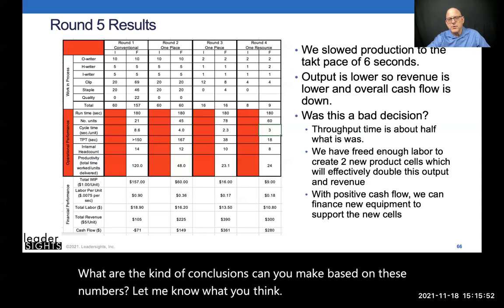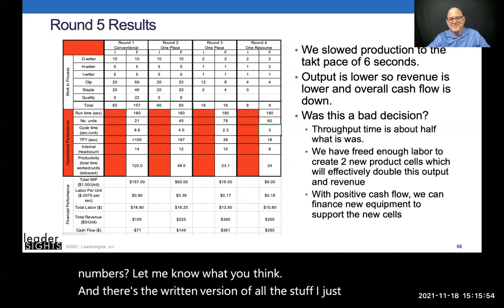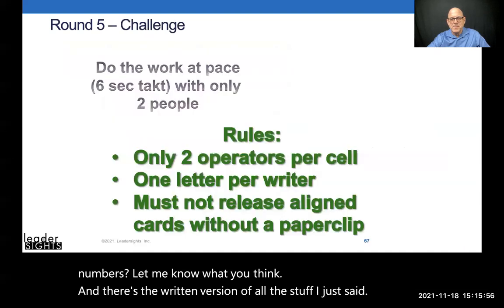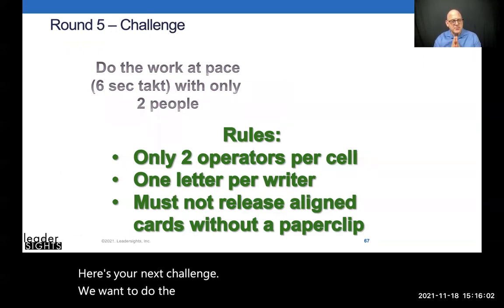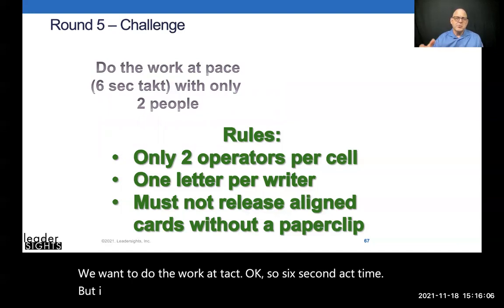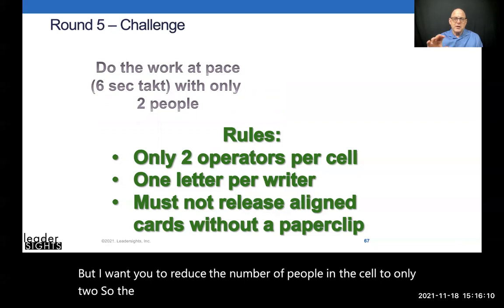And there's the written version of all the stuff I just said. Now here's your next challenge. We want you to do the work at takt, okay, so 6-second takt time, but I want you to reduce the number of people in the cell to only 2. So the rules: 2 operators per cell, again, 1 letter per writer.